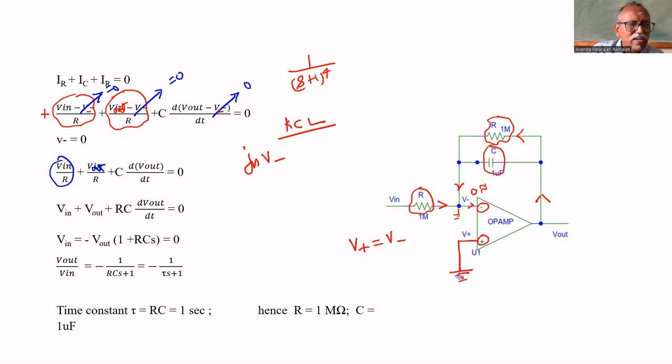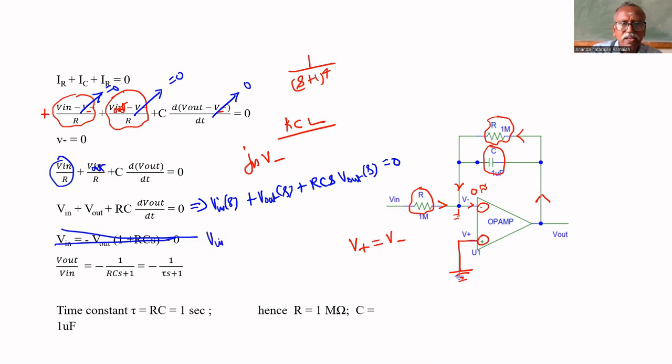Multiply on both sides by R, you will get V in plus V out plus RC dV out by dt equals 0. Take Laplace transform, assuming 0 initial conditions, you will get V in of S plus V out of S plus RCS V out of S, because for derivative, S. Therefore, V in of S equals minus V out multiplied by (1 plus RCS), or V out by V in equals minus 1 by (RCS plus 1). If RC equals 1, that is equal to minus 1 by (S plus 1).